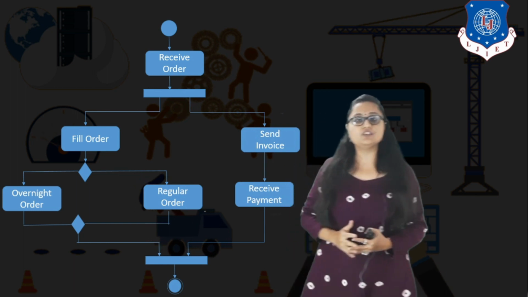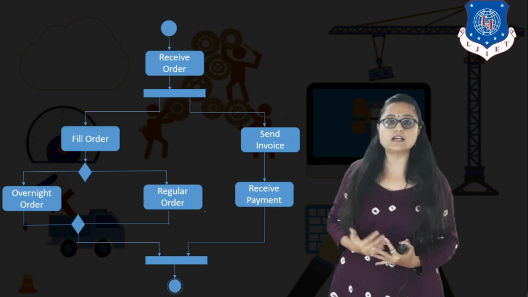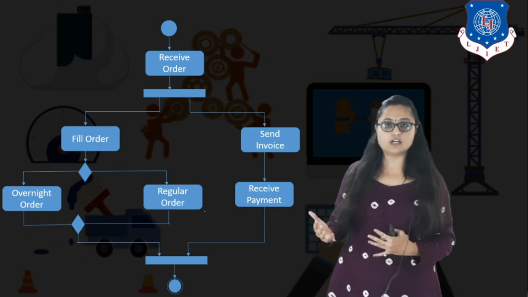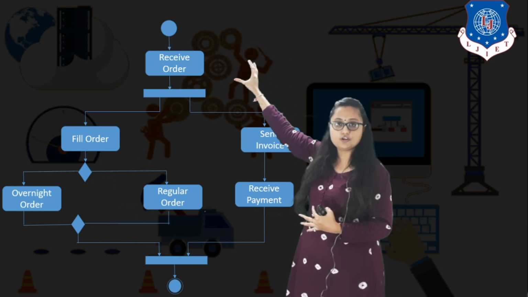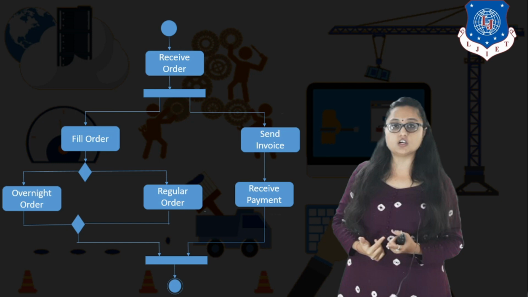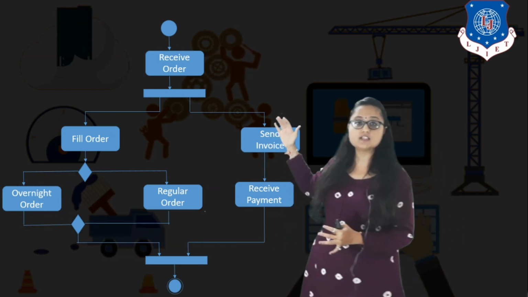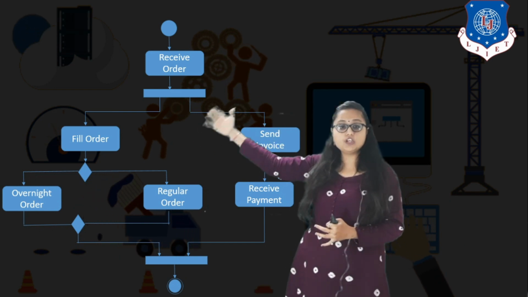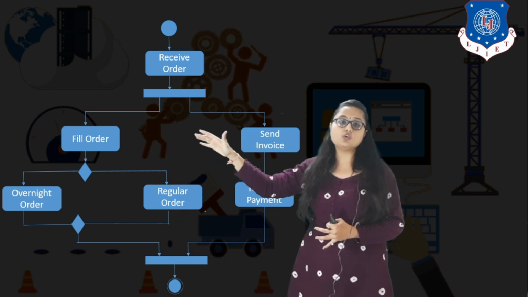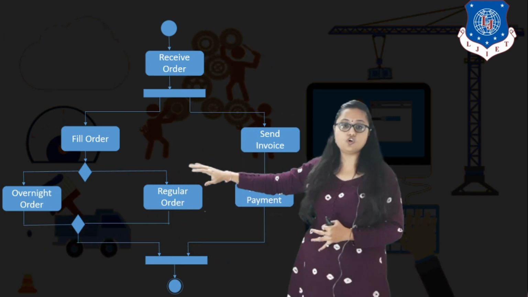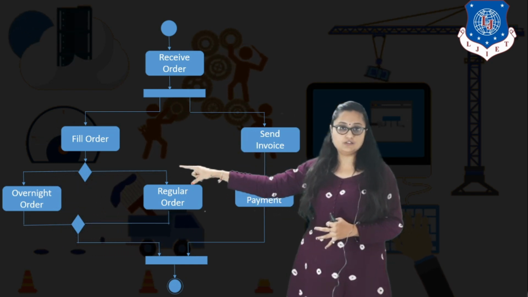The first activity in my specific scenario is receiving the order. I have told you that order placement is the scenario that we are going to depict in this example. So the first activity in my scenario is receive order. Now after receipt of the order, there are two activities which can be done and which are not dependent on each other: send invoice and fill order. Now fill order again has a decision to be taken, whether your order should be overnight delivery or a regular one. So there is a decision symbol involved in that.